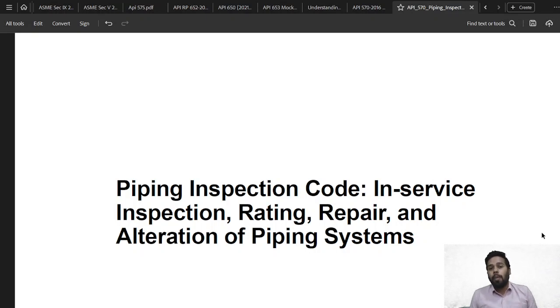that the most weightage for the examination, almost 40 to 50% of the weightage of both examinations combined, closed book and open book, is going to be from the API 570 code. So let's look at the API 570 code and see how the code is written, what are the things that we need to understand about the code, and we'll go further. So this is the first video for the API 570 code.